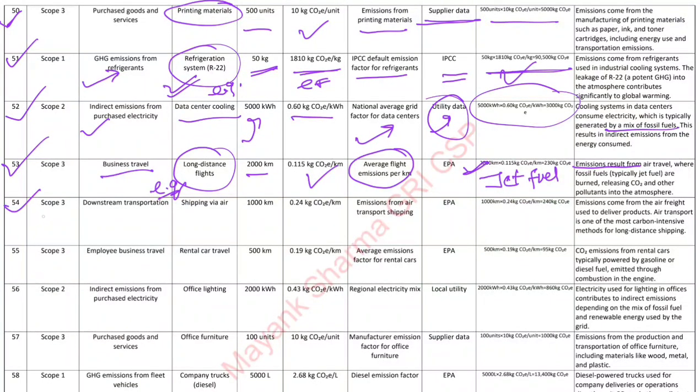Let's say example number 54 is scope 3, downstream transportation, shipping via air. So 1000 kilometers is the distance multiplied with the emission factor, emission from air transport shipping. The reference of the emission factor is EPA. The emissions come from air freight used to deliver the products. Air transport is one of the most common carbon intensive methods for long distance. So this is the calculation, distance traveled multiplied with the emission factor.